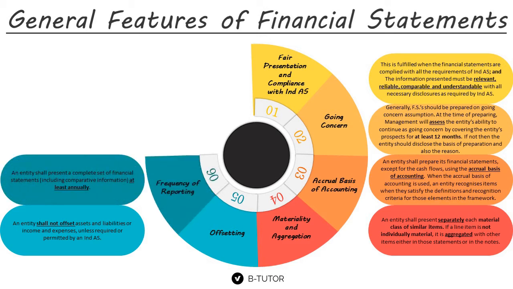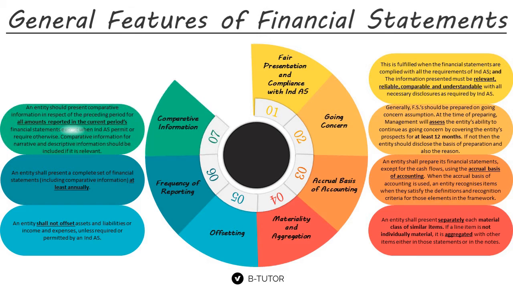Next feature, frequency of reporting. An entity shall present a complete set of financial statements including comparative information at least annually. Next feature, comparative information. An entity shall present comparative information in respect of the preceding period for all the amounts reported in current period's financial statements except when Ind AS permit or require otherwise. Comparative information for narrative and descriptive information shall be included if it is relevant.